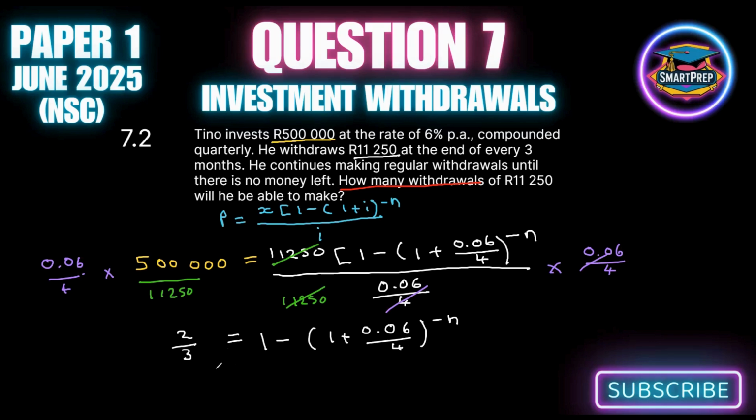And so I could divide both sides by negative 1. And so I would get a third equals 1.015 to the power of negative n. Now, I'm going to take a little bit of time. If you already know how to do logs, that's fine. If you don't, I'm just going to take a bit of time to show you how I remember logs.